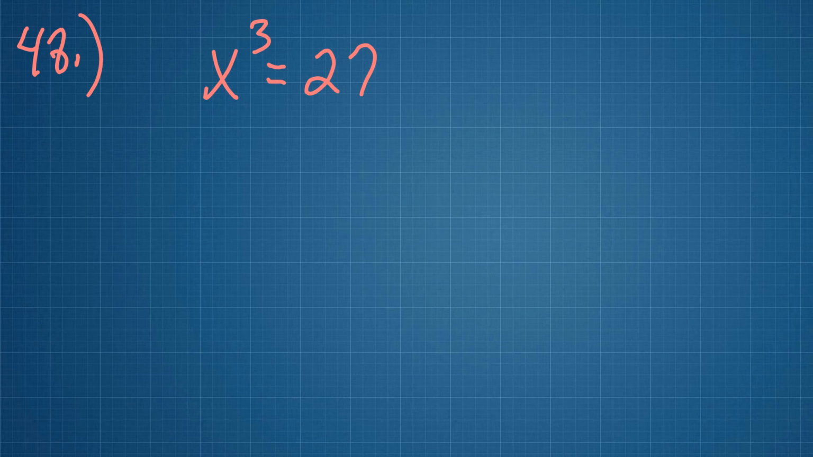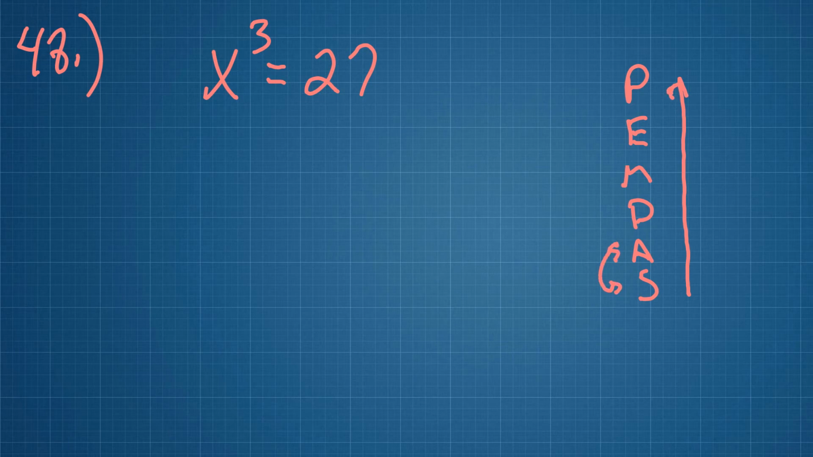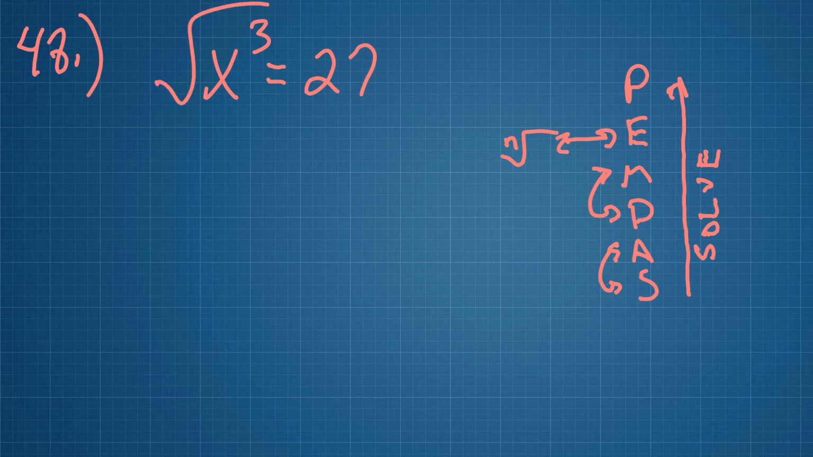Alright, 48. Remember, we're solving. Now that we're solving, we're going to use PEMDAS backwards. Remember, we start from the bottom and work our way up to solve. And addition and subtraction undo each other. Multiplication and division undo each other. And to get rid of an exponent, you use the corresponding radical.